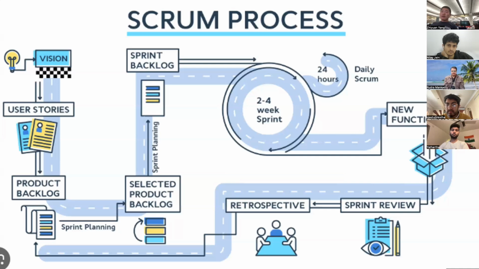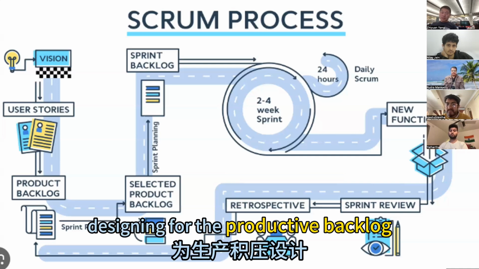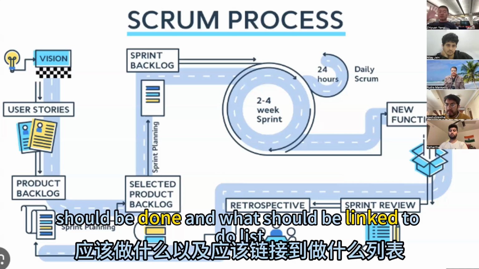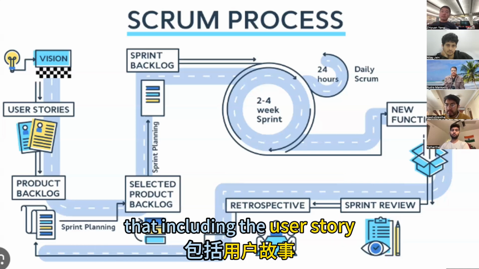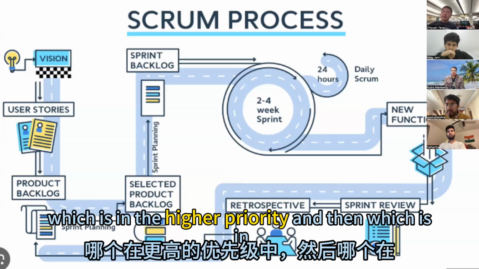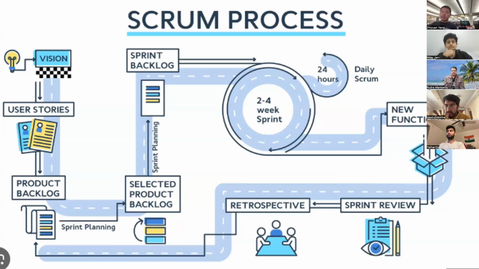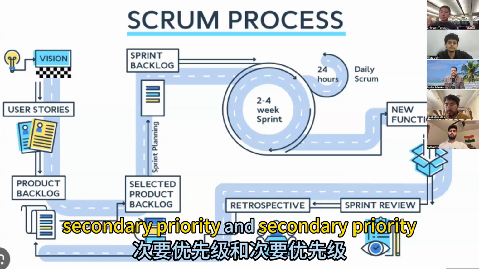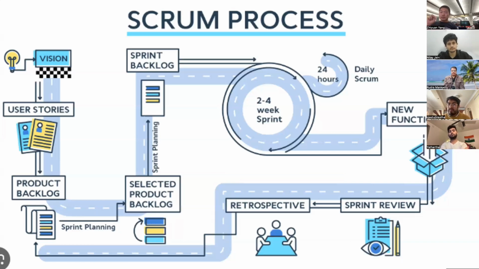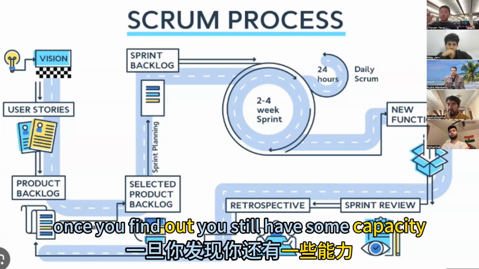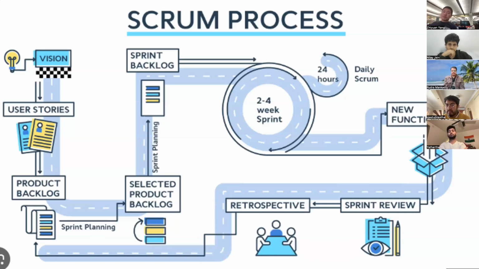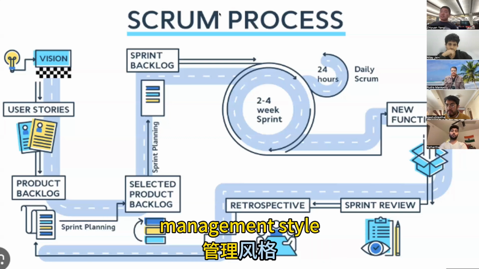Okay, very good. While designing the product backlog, there are a couple of things about what should be done and what should be in the to-do list, including the user stories. In most cases we have to set which items are primary priority and which are secondary priority, and the primary list must be done urgently. Later on, once you find you still have some capacity, you can send people to do the other things. But different companies may have different management styles.